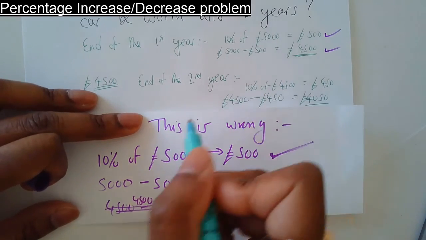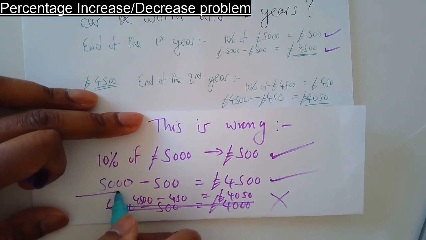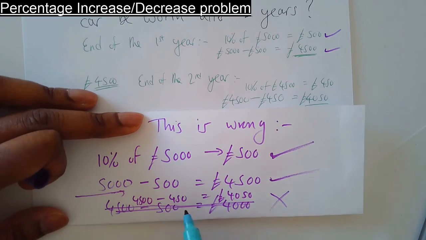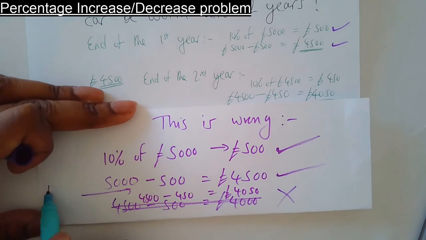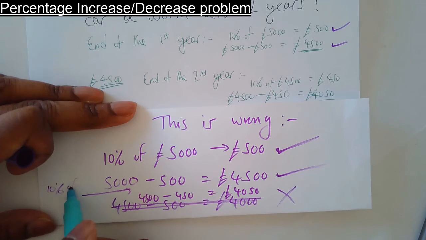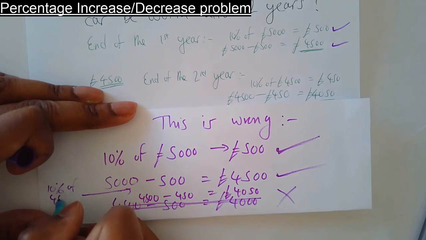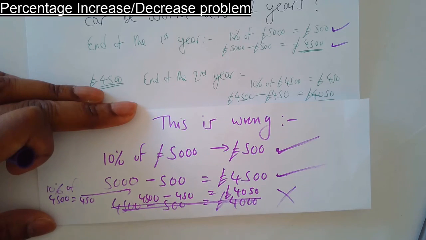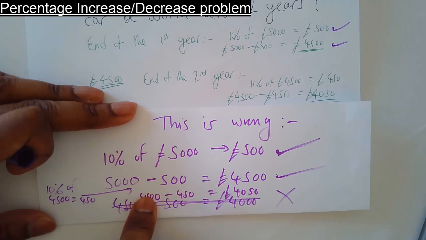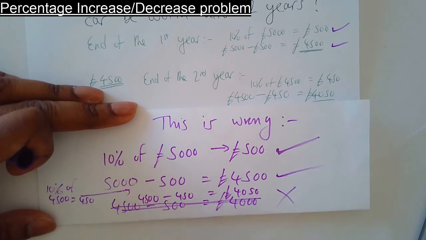Right, so the only calculation that needs to go in here, in between this step and this step, is this one here. Work out 10% of the 4,500, which gave us 450. And then 4,500 take away 450 to get the answer.